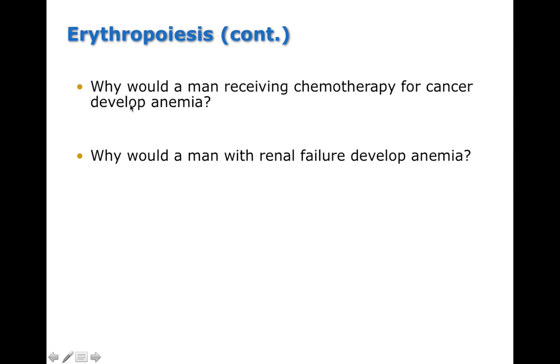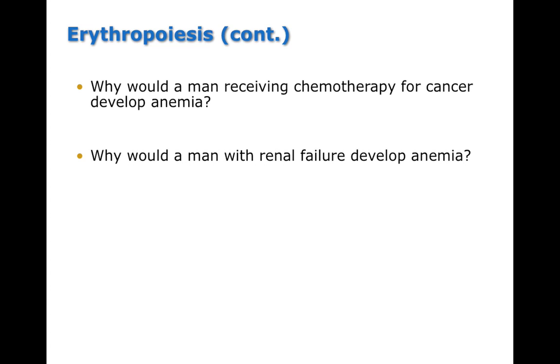So this question here says, why would a man receiving chemotherapy for cancer develop anemia? So anemia is going to be an insufficient ability to transport oxygen in the bloodstream, and this could come from a lack of red blood cells or a dilution of red blood cells. So there's different types of anemia. We have relative and absolute anemia.